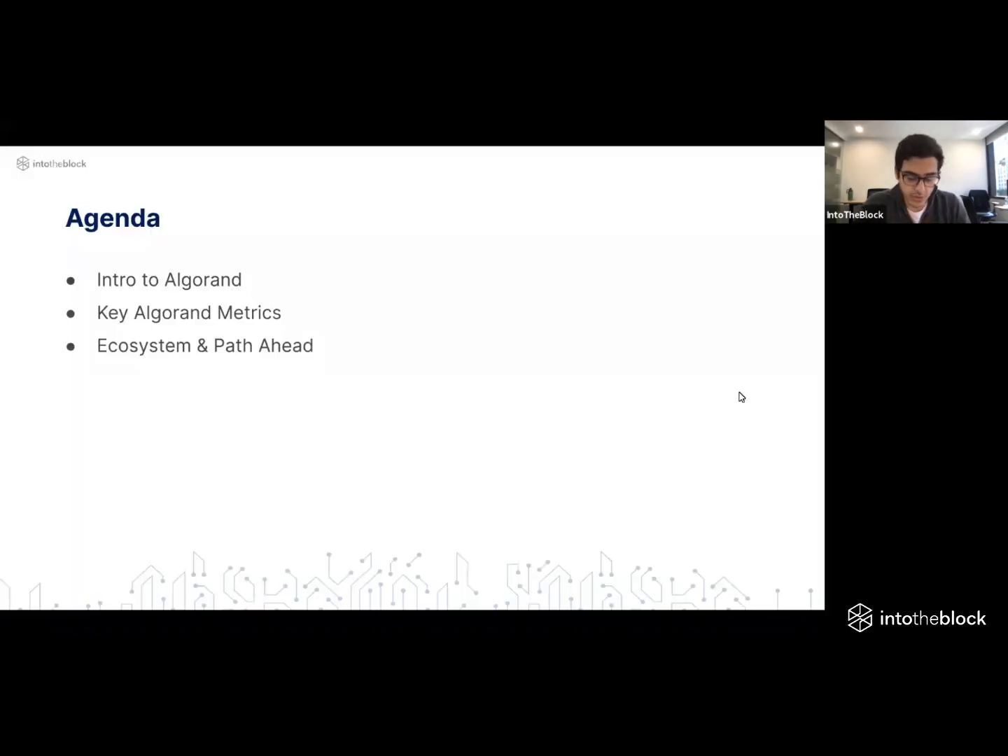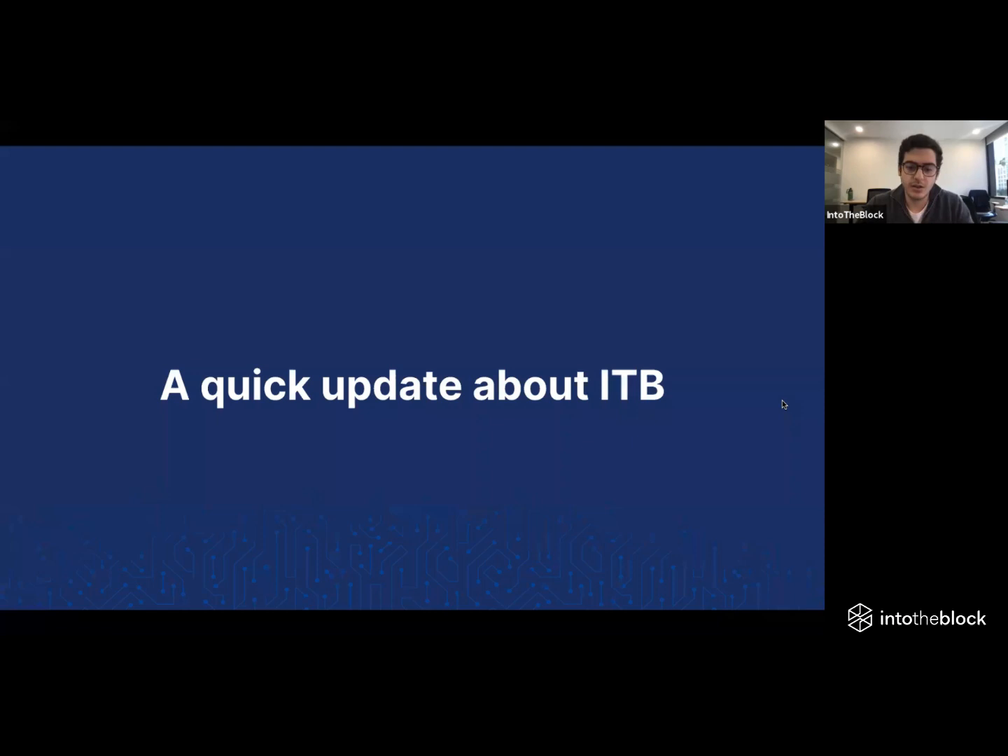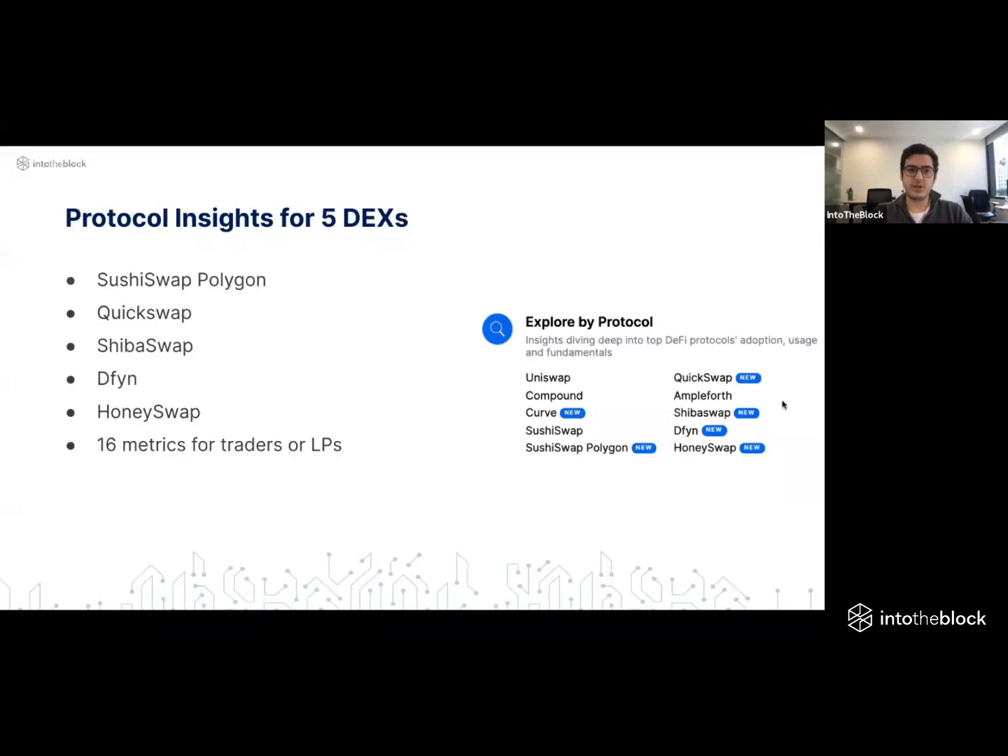All right, so without further ado, this is the agenda for today. First I'll start with an introduction to Algorand, what makes it different to other blockchains, and what its base infrastructure is. Then we'll dive into some key metrics for Algorand. As you know, at Into the Block, we like to take a data-driven approach to the research we do. Of course, we're an analytics platform, so we'll show some of the work that we're doing for Algorand analytics. And finally, we'll touch on the ecosystem that Algorand has been building throughout the past few years and the path ahead for it. All right, so let's get started.